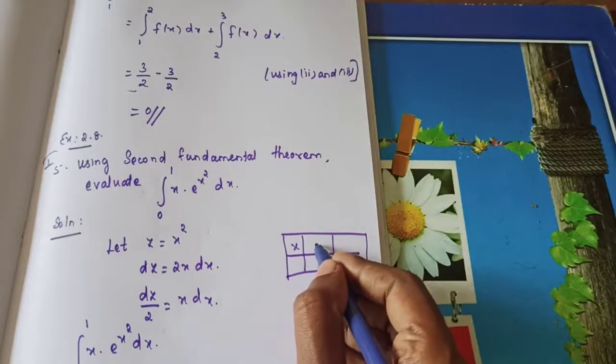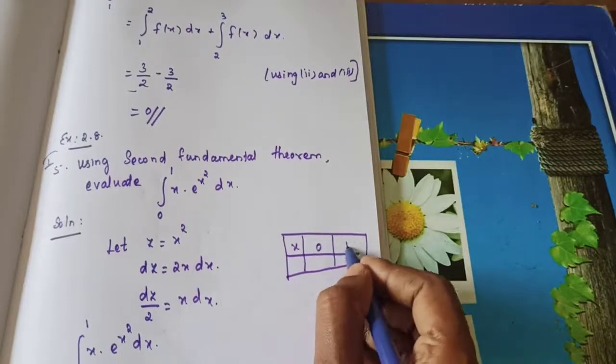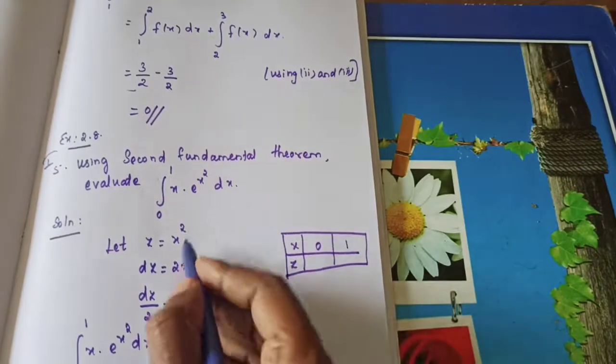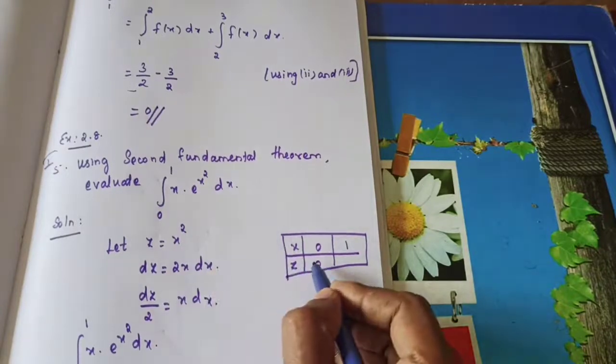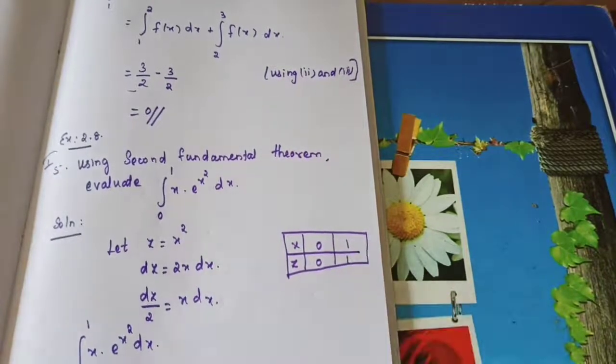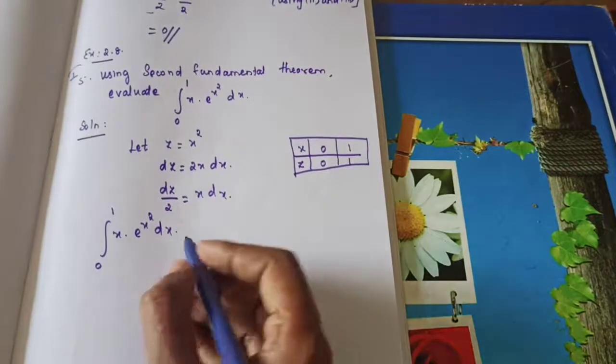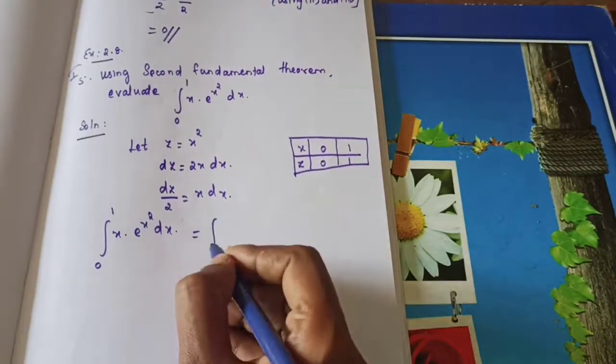So x for the interval limit is 0 to 1. So change it for z means x square. Is it right? So 0 only you will get, and 1 square means that also 1 only you will get. Okay. Now substitute the value here. Same interval, it's not changed.